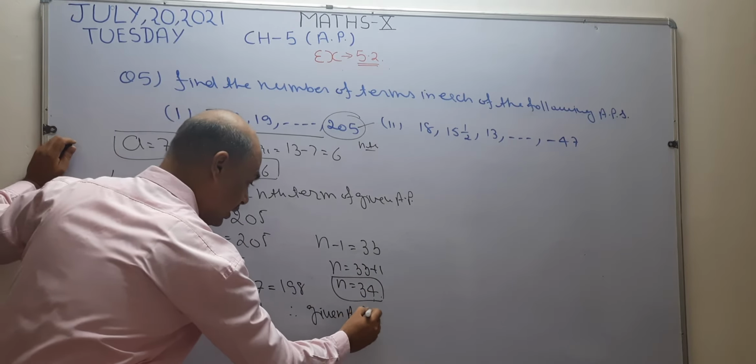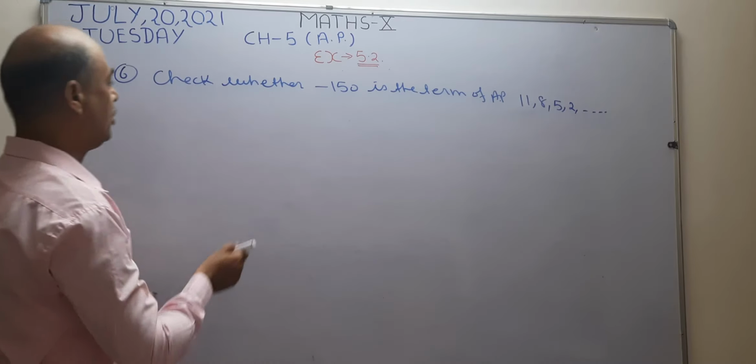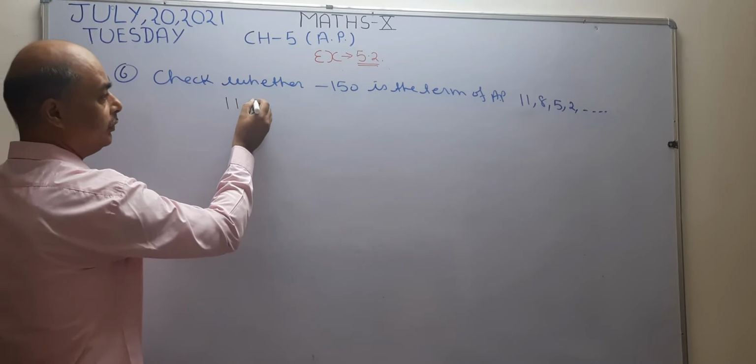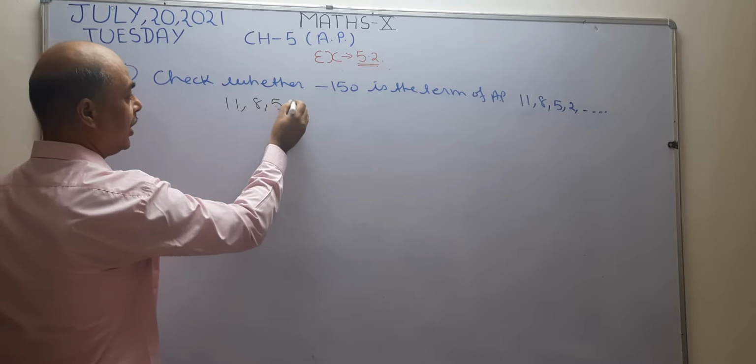Now to solve question number 6 of exercise 5.2. Check whether minus 150 is a term of the given AP. The AP is given: 11, 8, 5, 2 and so on. From the given AP, what is the first step? We have to find the value of A. The value of A is 11. After that, finding the value of D, the common difference. The formula is A2 minus A1. So A2 is 8, the first term is 11. So this becomes minus 3. So D becomes minus 3.